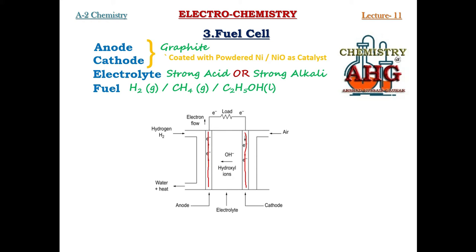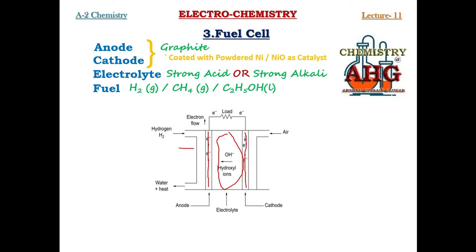Both of these walls are made up of powdered graphite, so they are porous, from where ions can migrate. This is one wall made up of graphite coated with nickel and nickel oxide. This is the other wall made up of graphite coated with nickel and nickel oxide catalyst. Now these two graphite walls have divided the cell into three compartments. You can see this central compartment, this one, it is known as the electrolytic compartment.